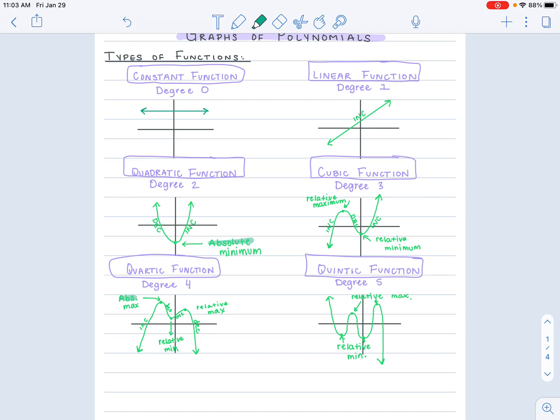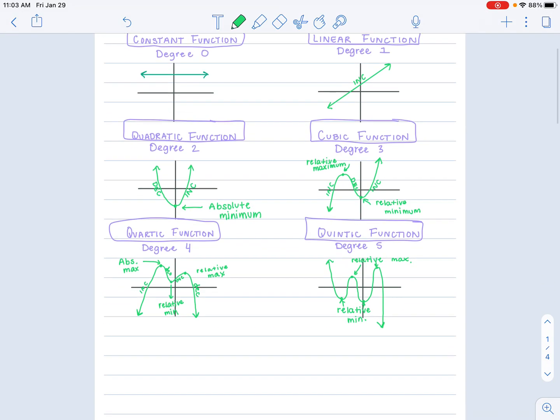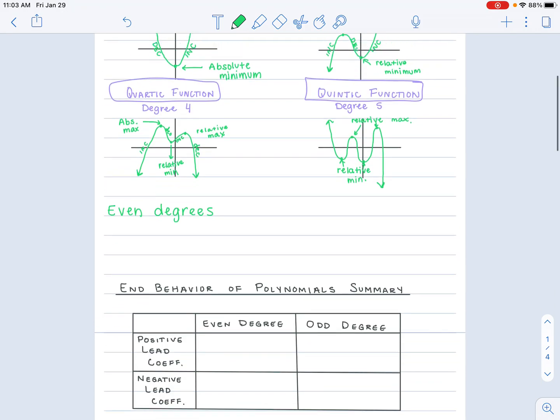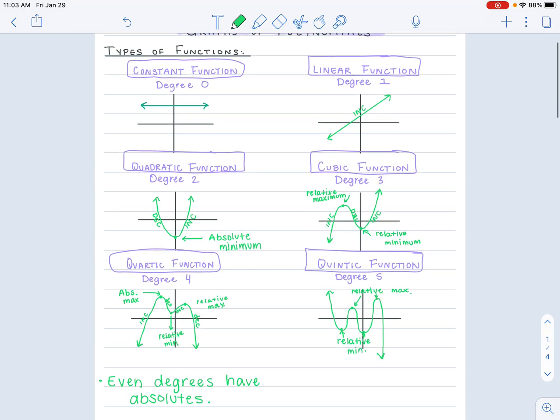So the ones that had absolute minimums or maximums are right here and right here. So the functions that have them are even degrees. Okay, so let's write that out. Let's take a note there. Even degrees have absolutes. Okay, they're going to have an absolute high point or absolute low point depending on the situation.